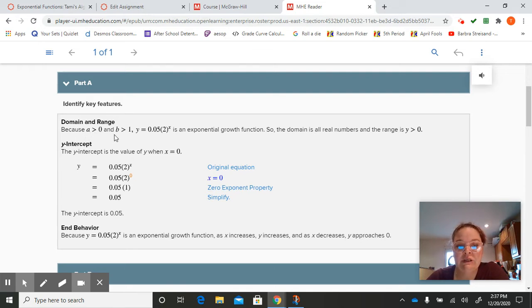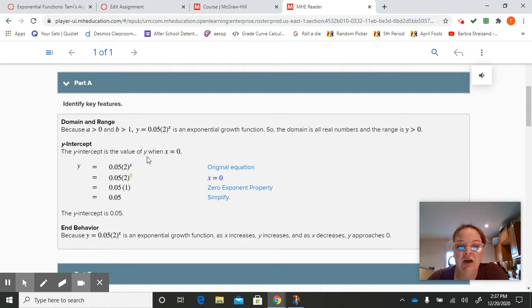Because a is greater than 0 and b is greater than 1, y equals 0.05 times 2 to the x power is an exponential growth function. So the domain is all real numbers and the range is y greater than 0.